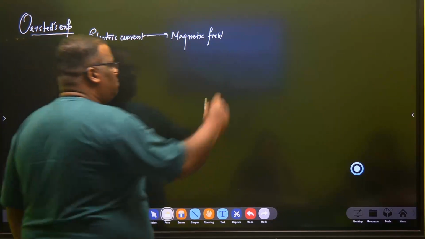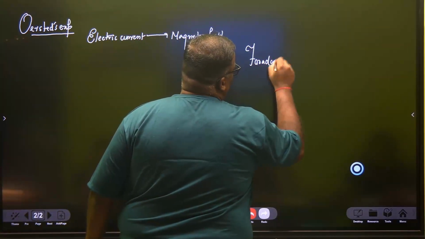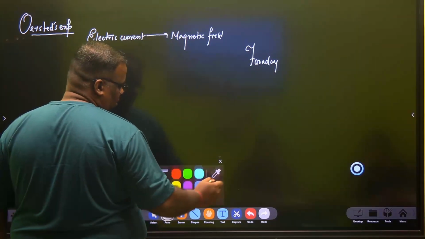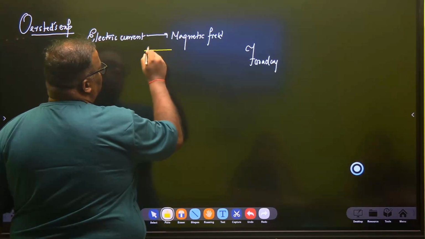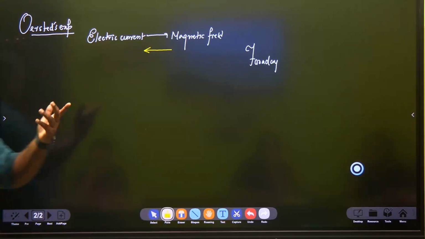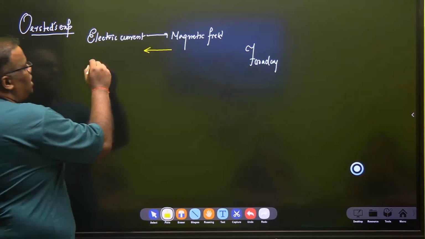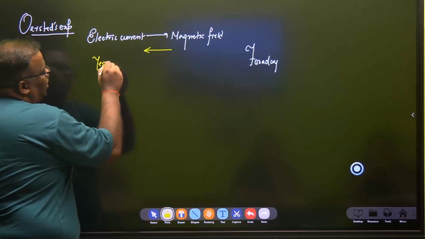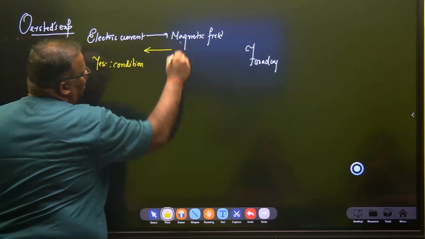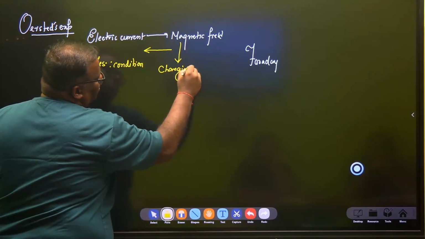And here comes Michael Faraday, who is now questioning whether the reverse is true or not. Can the magnetic field create electric current? The job becomes very easy, because once we get electric current, a lot of things will be possible. His answer was yes, with one condition: this magnetic field should always be a changing magnetic field. It cannot be something static.